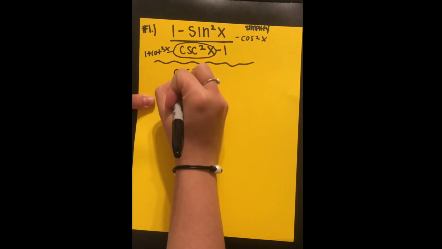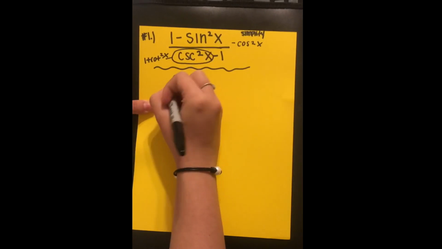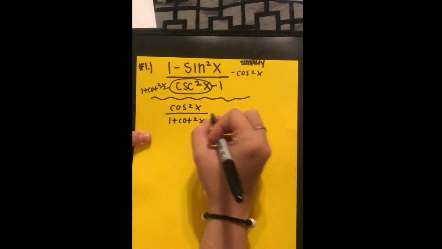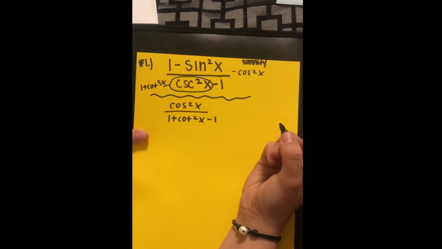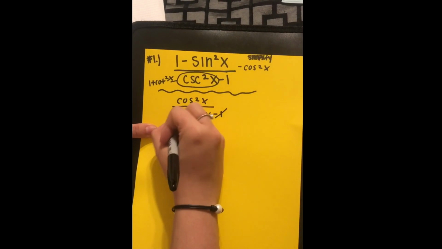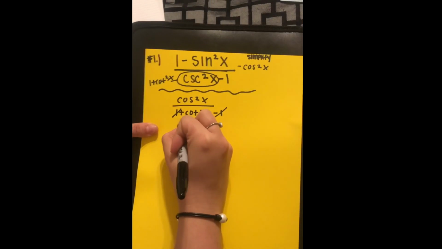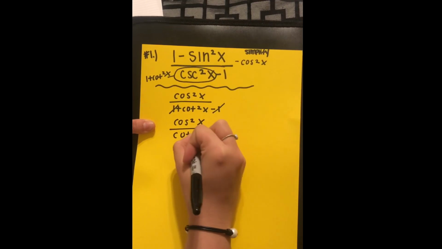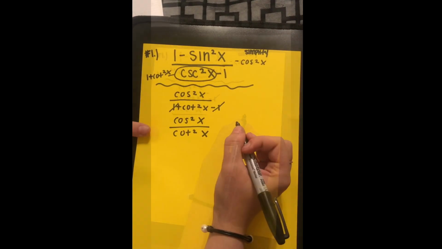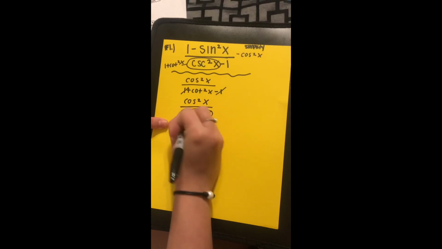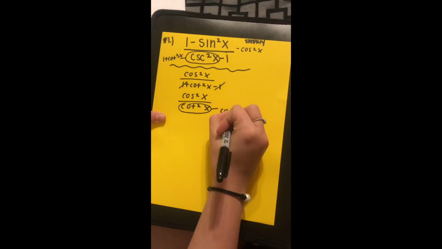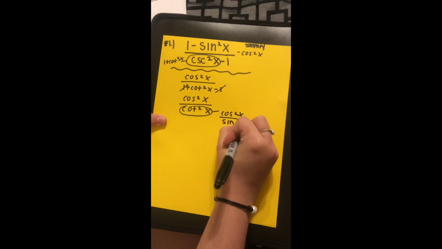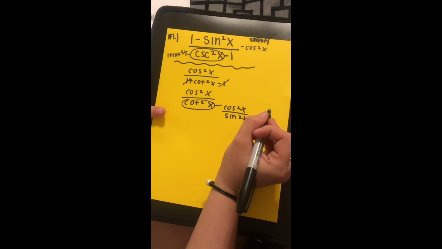Cosine squared x over 1 plus cotangent squared x minus 1. These two cancel, and you're left with cosine squared x over cotangent squared x. And this equals cosine squared x over sine squared x, and the squared's there because that's squared.